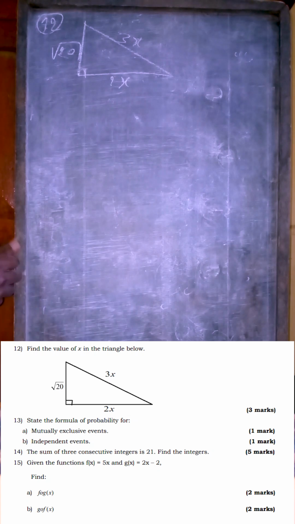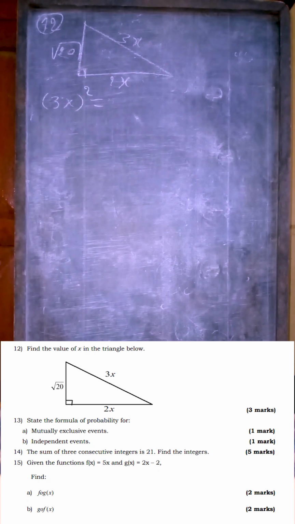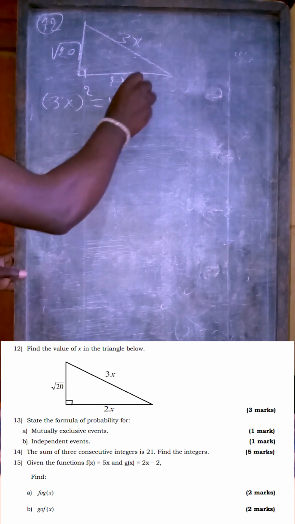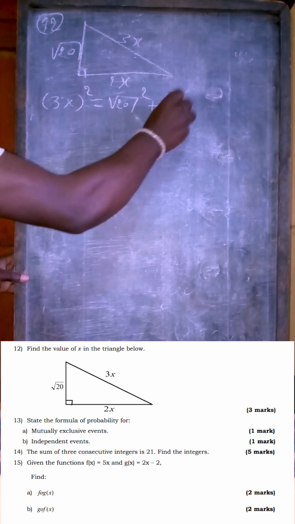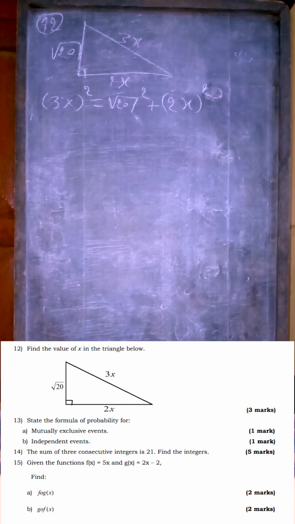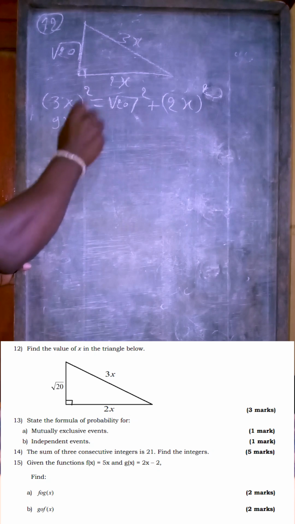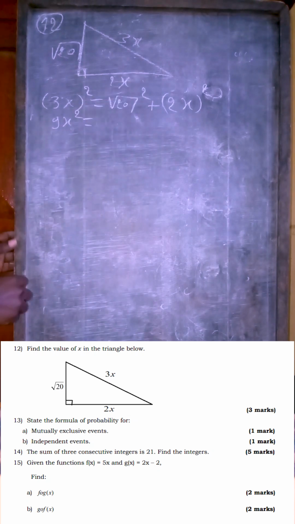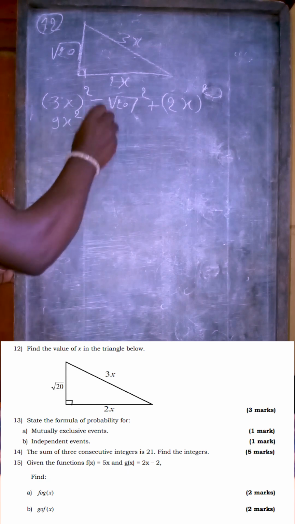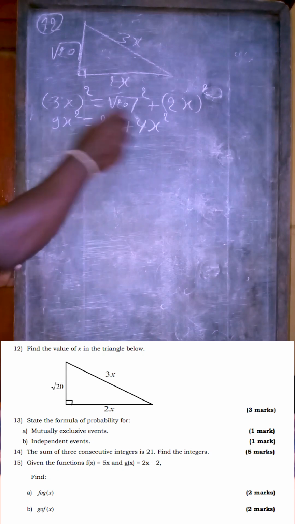We have to use the Pythagoras theorem, where the hypotenuse, the longest side, squared, (3x) squared, is equal to the sum of the remaining sides squared: square root of 20 squared plus (2x) squared. This is the hypotenuse, as the Pythagoras theorem says, and it will be 9x squared, which is equal to the square of the square root, the square root is already removed, 20 plus 4x squared. Then let us solve everything.